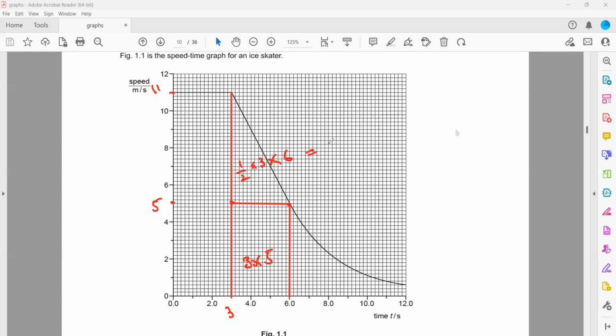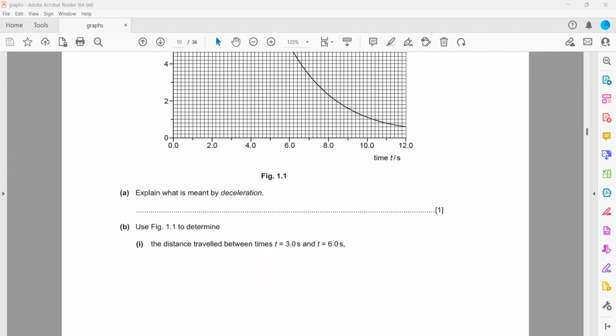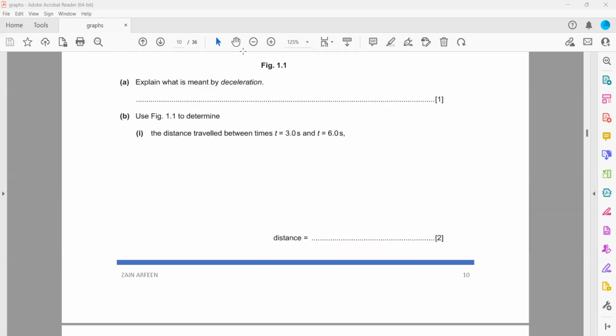So it will be 18 divided by 2 equals 9 meter, and 3 multiplied by 5 equals 15 meter. So what is the total area? So 9 meter plus 15 meter, or 9 plus 15, that makes 24 meter. So this is equal to 24 meters.